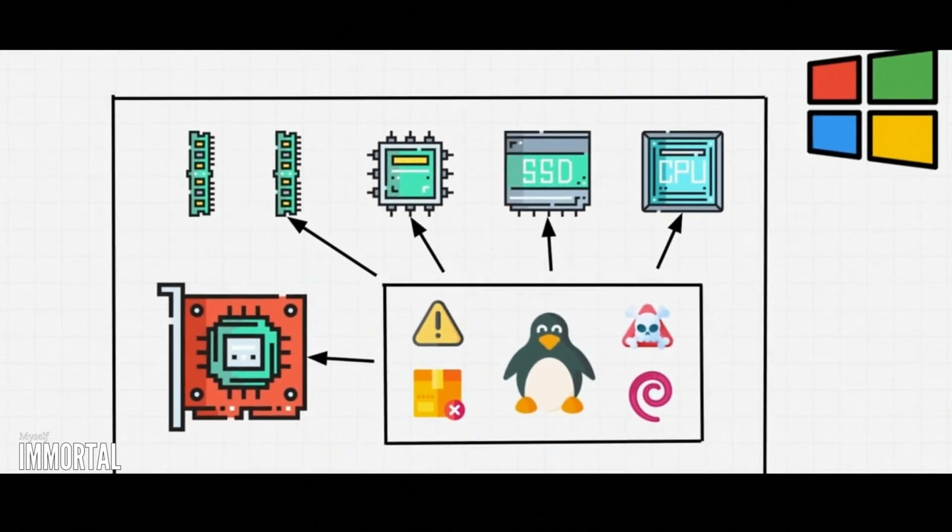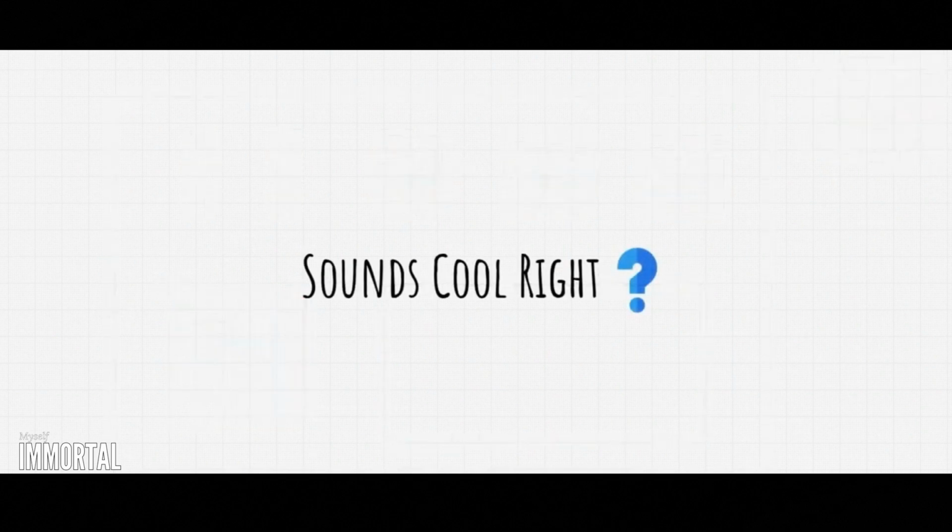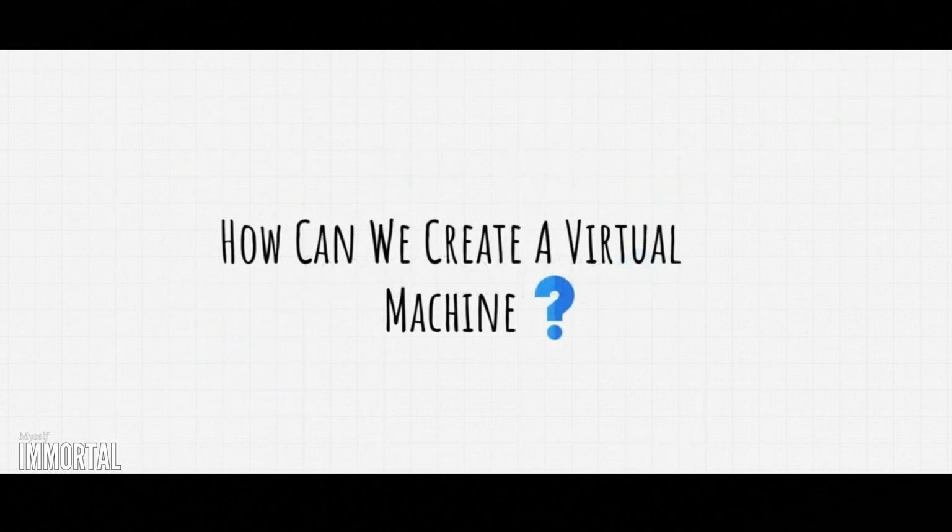We can also create something called a snapshot, which will allow us to save the current state of a virtual machine, and with it we can revert it back to that state whenever we want. This could be used if we, for example, run into some errors with our virtual machine. Sounds cool, right? Now that we know how virtual machines work and why we are going to use one, you must be wondering how we can create a virtual machine. Actually, this is pretty easy.